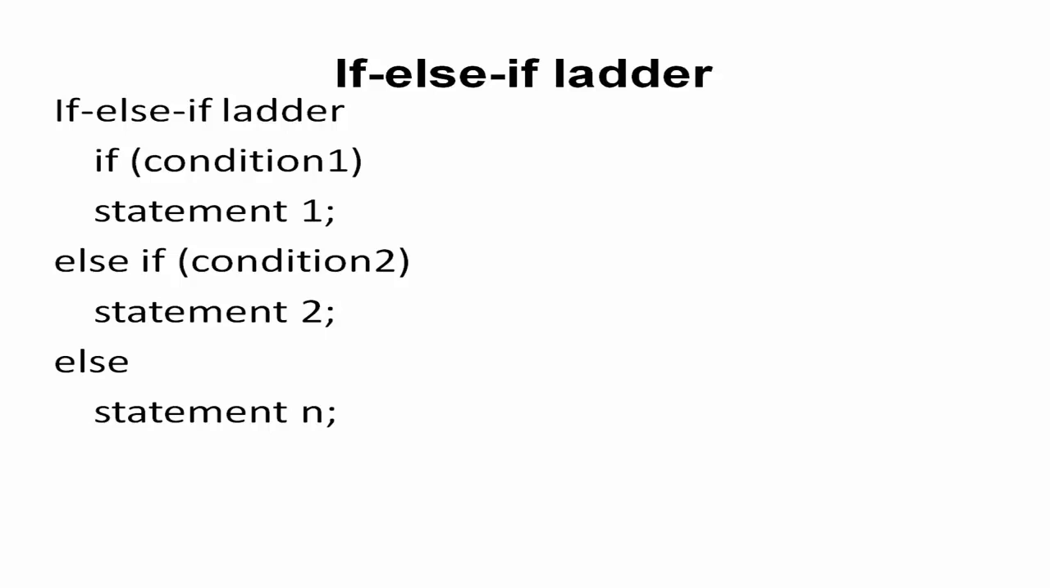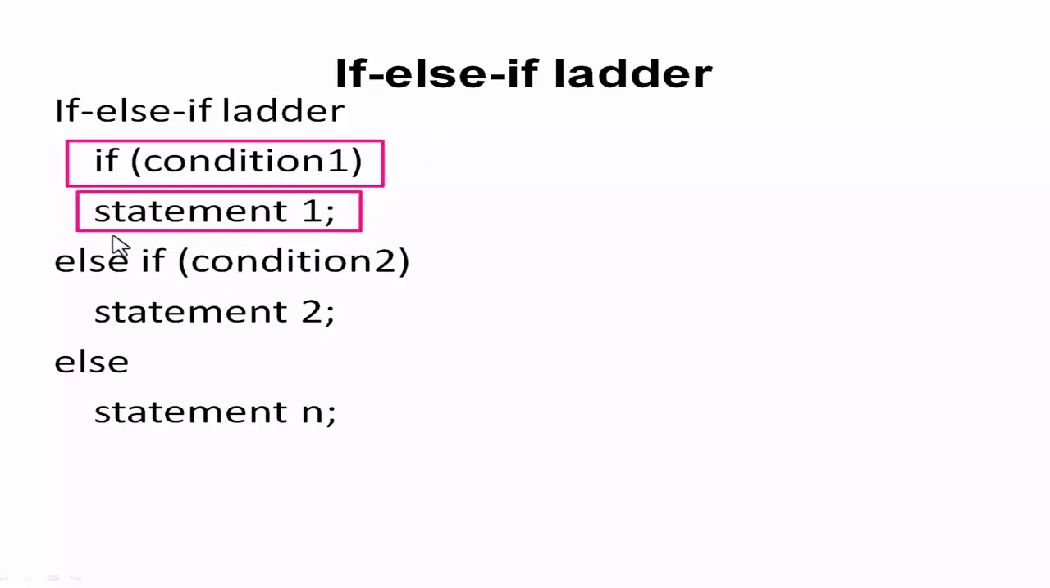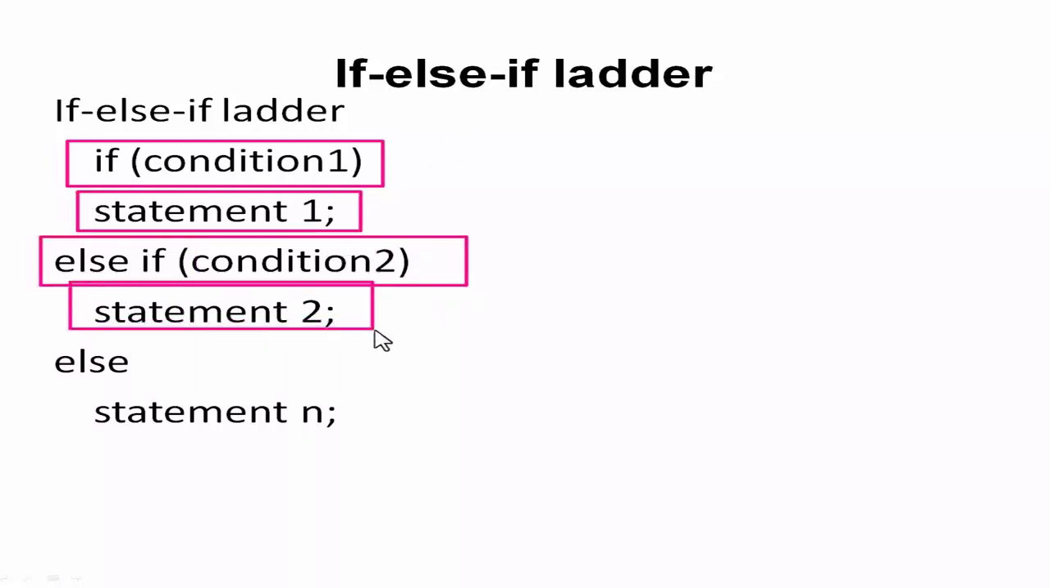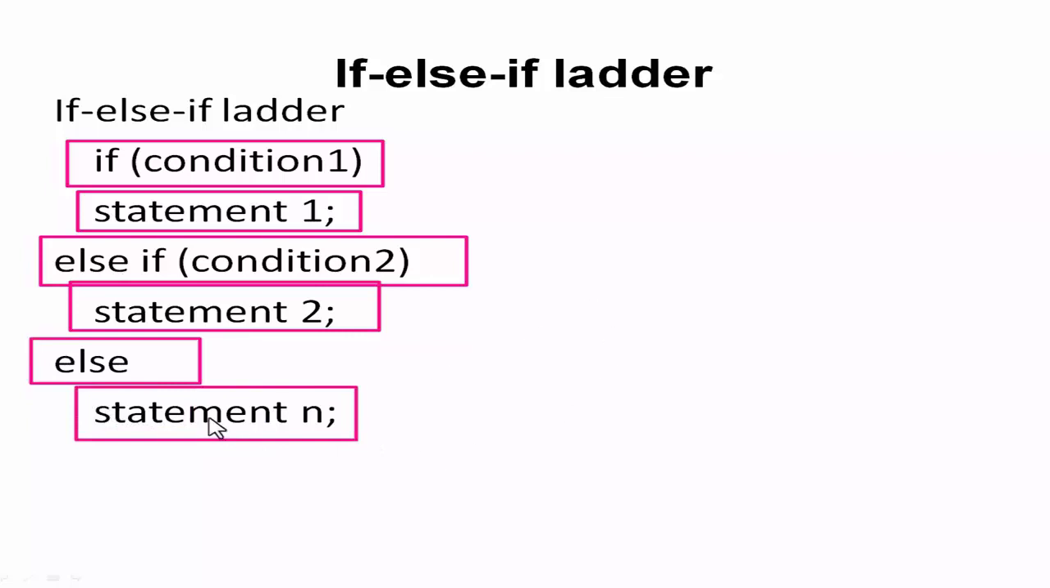In this else if ladder, you check condition 1, statement 1; else if condition 2, statement 2; else statement n. If condition 1 is true, statement 1 will be executed. Else, since this failed, you check condition 2, and statement 2 will be executed. If these two conditions fail, statement n will be executed, which is the default.